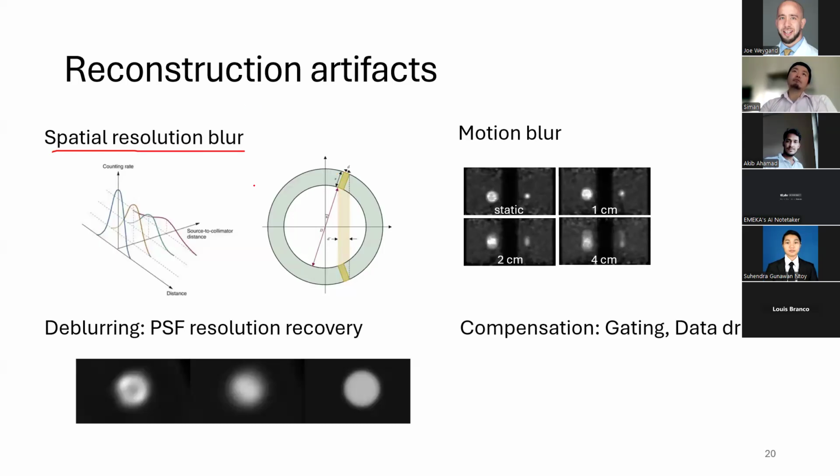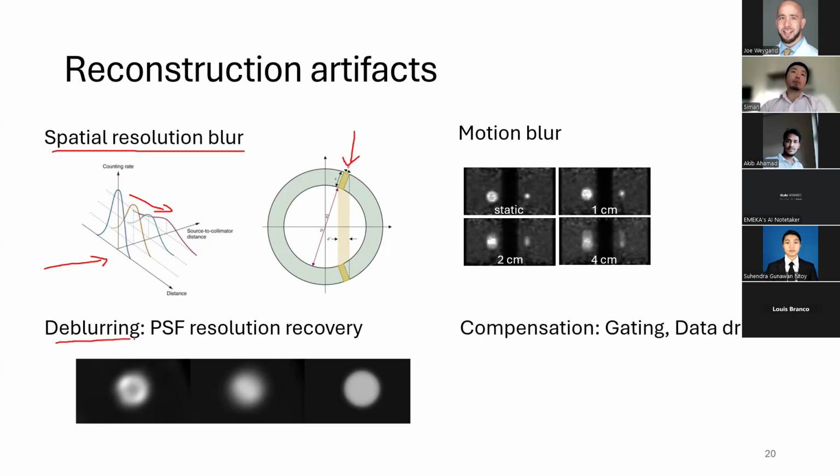So you can have a spatial blur. In this case, the left one here is a collimator blur. As the object moves further away from the collimator in a gamma camera, your resolution goes down. Or in PET, you can have what we call depth of interaction. Basically, your detector has a finite size, finite elements, and that blurs the resolution as well.